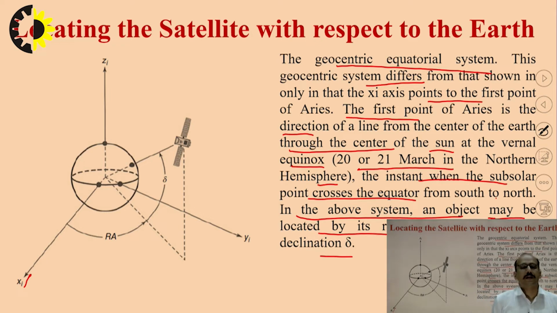So basically in this geocentric equatorial system we are using three points, and one point is very important, which makes the difference between this geocentric equatorial system and the other one: it uses an xi axis which points toward the first point of Aries. Also, it uses the right ascension and the declination angle in this particular coordinate system.